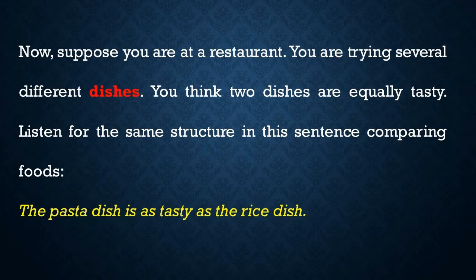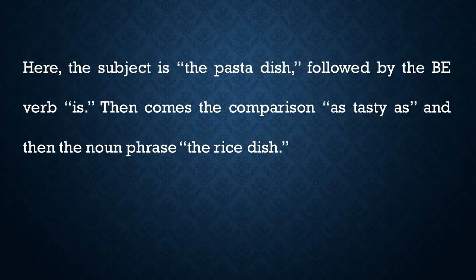Now, suppose you are at a restaurant. You are trying several different dishes. You think two dishes are equally tasty. Listen for the same structure in this sentence comparing foods. The pasta dish is as tasty as the rice dish. Here, the subject is the pasta dish, followed by the be verb is. Then comes the comparison, as tasty as, and then the noun phrase, the rice dish.